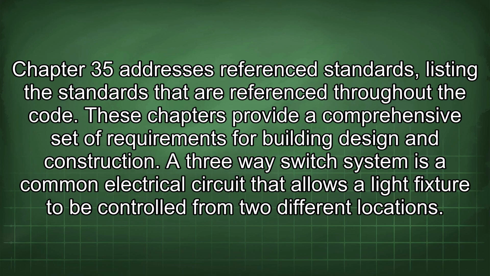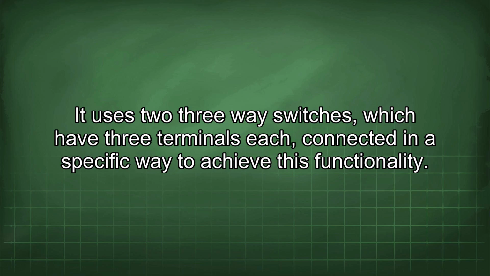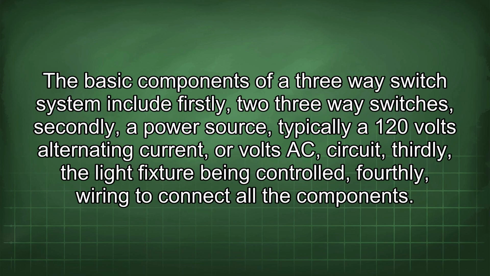A three-way switch system is a common electrical circuit that allows a light fixture to be controlled from two different locations. It uses two three-way switches, which have three terminals each, connected in a specific way to achieve this functionality. The basic components of a three-way switch system include, firstly, two three-way switches; secondly, a power source, typically a 120 volts alternating current, or volts AC, circuit; thirdly, the light fixture being controlled; fourthly, wiring to connect all the components.